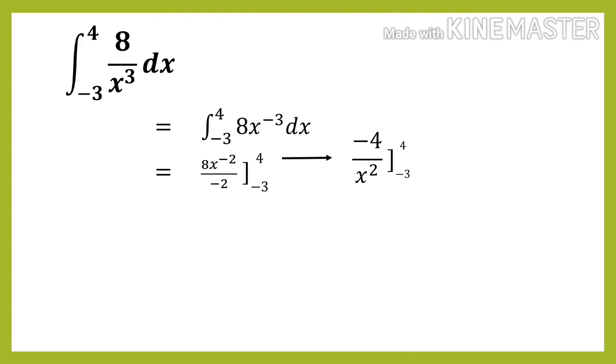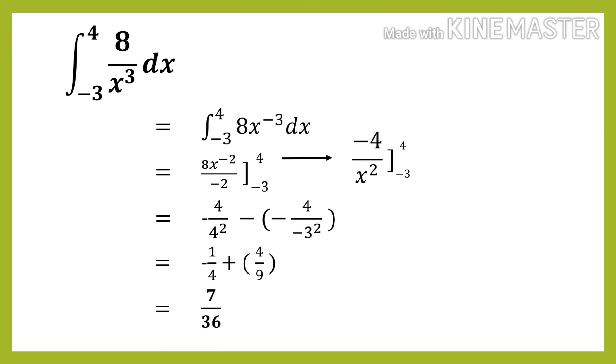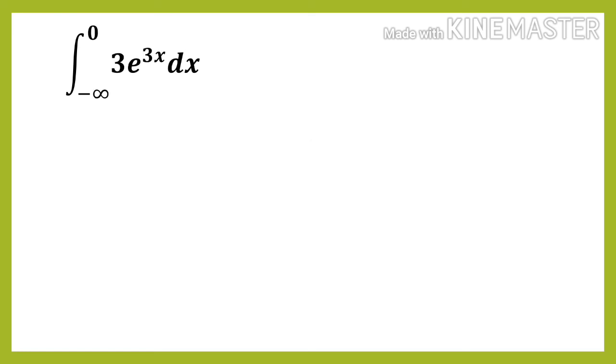So f of b would be negative 4 over 4 squared minus f of a, which is negative 4 over negative 3 squared. Then simplify. So it would be negative 1/4 plus 4 over 9. Then let's add these two fractions and we will get 7 over 36. And that's it. And for our last example, we have here the definite integral of 3e raised to 3x from negative infinity to 0 with respect to x.